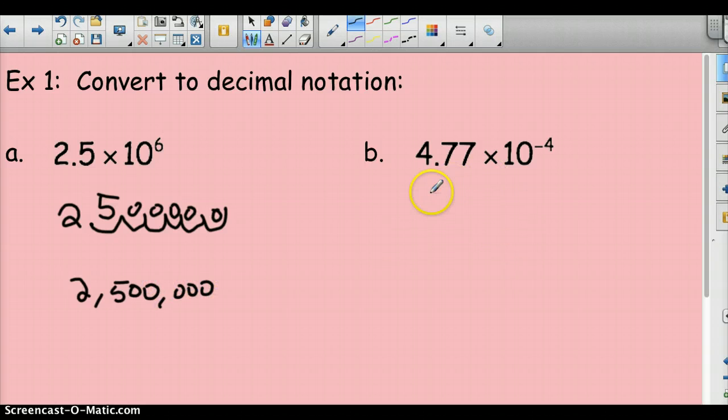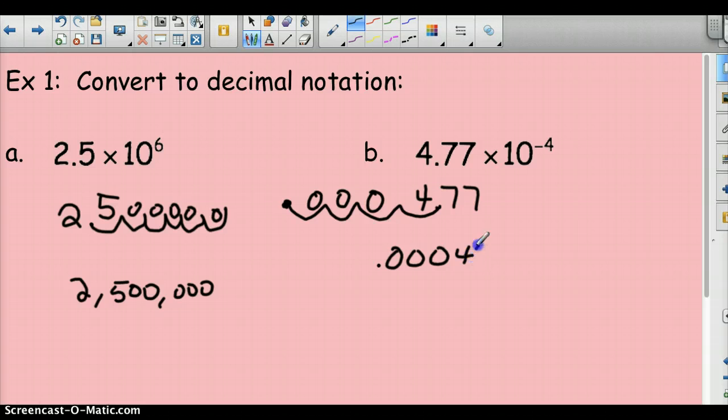Let's take one to a negative power. If we had 4.77 multiplied times 10 to the negative 4 power. It's a negative power, so the decimal goes to the left. 1, 2, 3, 4 times, and I will fill in all the areas that I need to with zeros. This is 0.000477.